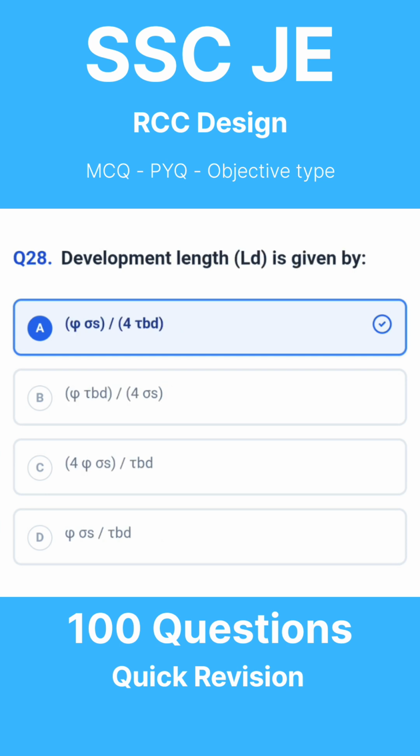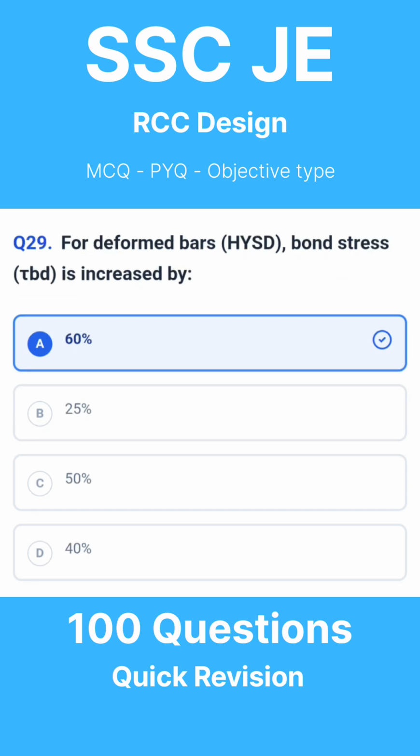Question 28. Development length Ld is given by. The correct answer is phi sigma s divided by 4 tau bd. Question 29. For deformed bars, HYSD, bond stress tau bd is increased by. The correct answer is 60%. Question 30. In compression, bond stress values are increased by. The correct answer is 25%.